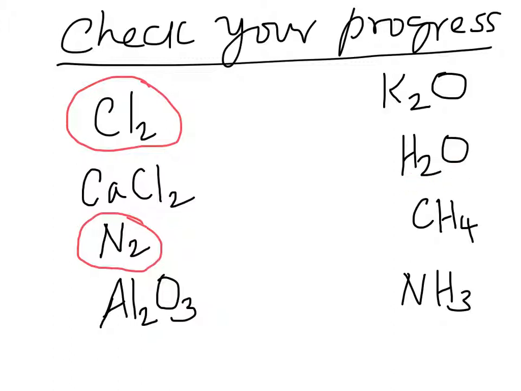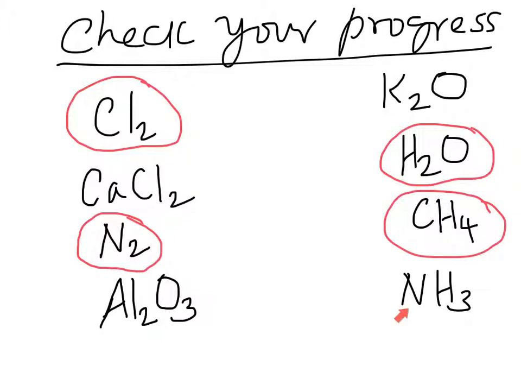Water has hydrogen and oxygen. As we already said earlier, hydrogen is a non-metal and oxygen is also a non-metal, so that is a covalent compound or covalent substance. Methane here is CH4. Carbon is non-metal, hydrogen is non-metal, so I'm going to circle that. Ammonia, nitrogen is non-metal, hydrogen is non-metal, so that is a covalent substance.